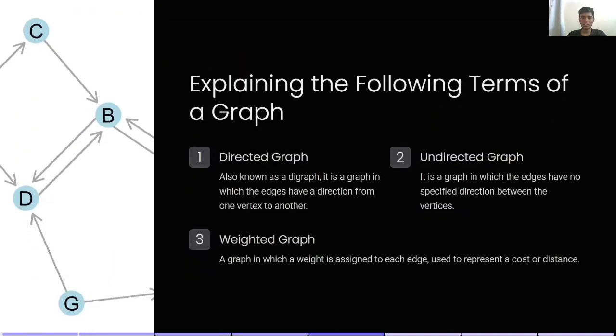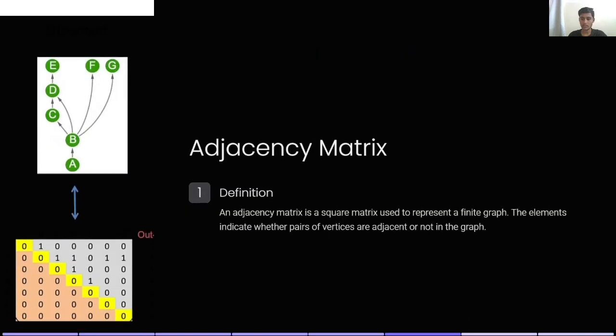Explaining the following terms of graph. Let's see one by one. The first one is directed graph, also known as a digraph. It is a graph in which the edges have a direction from one vertex to another. Second one is undirected graph. It is a graph in which the edges have no specified direction between the vertices. And the third one is weighted graph, a graph in which a weight is assigned to each edge, used to represent a cost or a distance.